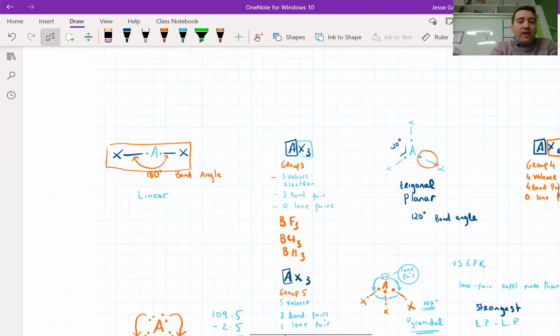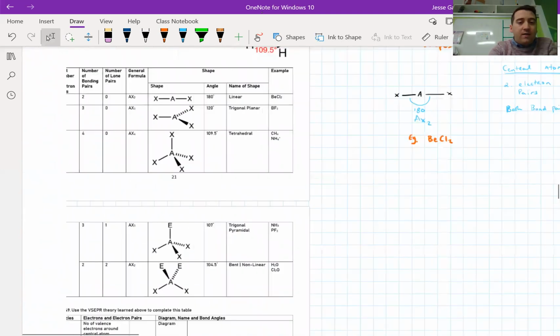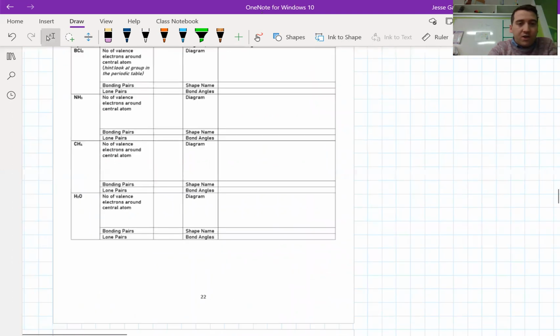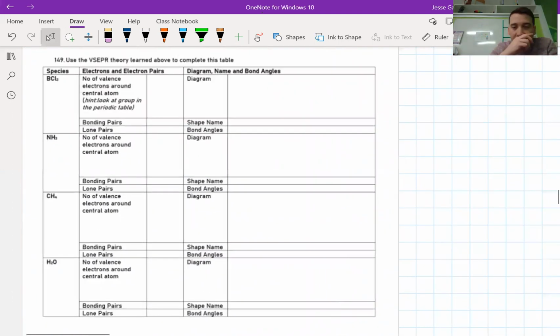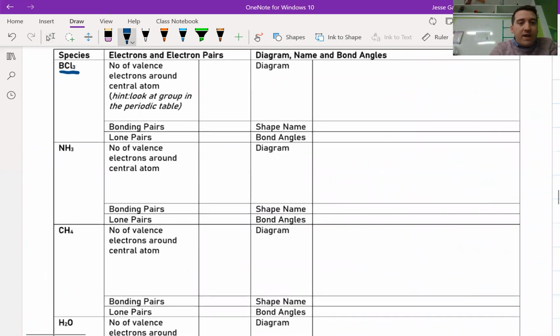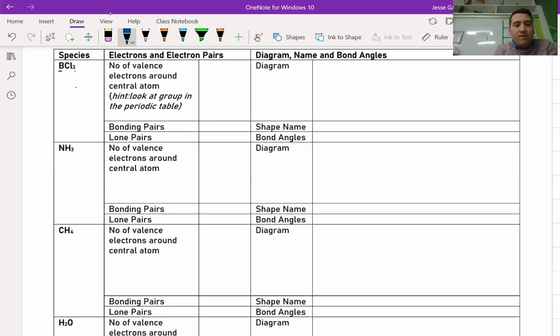Let's apply this to real life molecules now, guys, and then that will hopefully help you guys to learn the different shapes. So what we're going to do is I'm going to get you to go ahead and fill out this table. I'll show you how to do the first one. I'll do the first one with you. Let's look at this molecule BCl3, where B is the central atom because there are less of them. So there's 1 B and 3 Cl, so B has to be in the middle. So the first thing you've got to answer here is you figure out the number of valence electrons around the central atom. B is in group 3, so it's got 3 valence electrons.